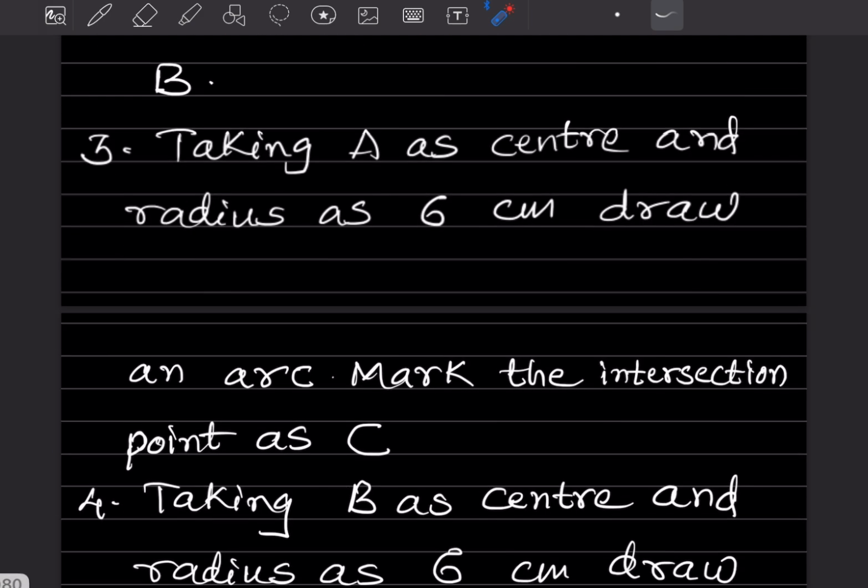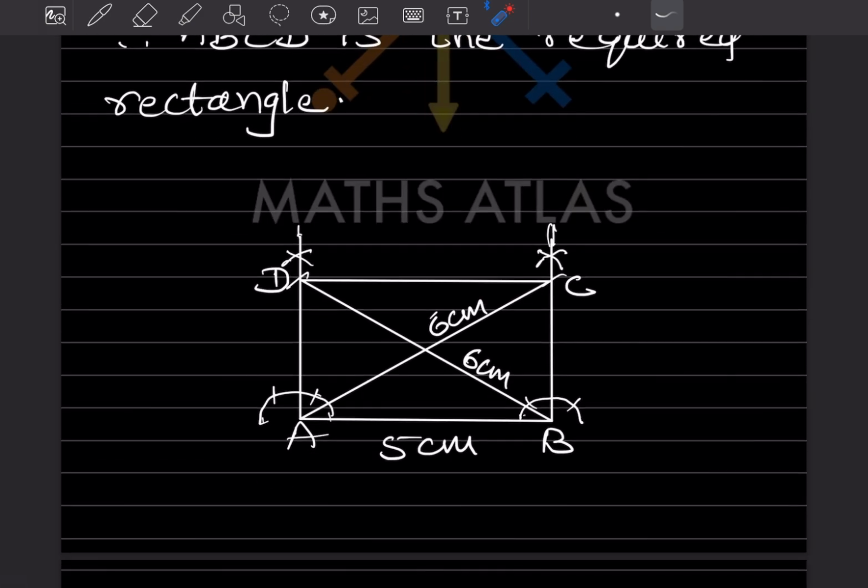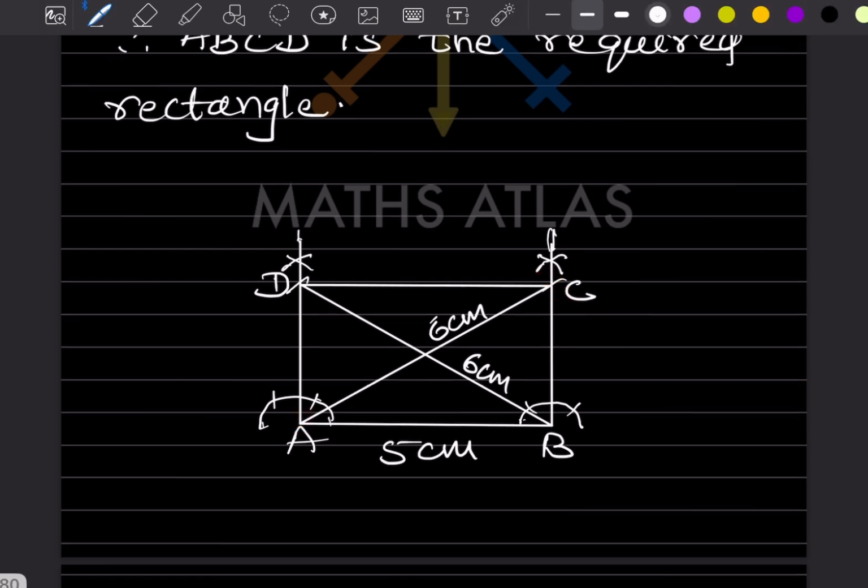Because it's a rectangle, you can name it anything. We may name it as A, B, so C will be here and D. So this is a diagonal. AC is 6 centimeter, means from here with the help of the compass, you will take 6 centimeter, keeping it over here. You are going to cut this one over here, taking 6 centimeter. Same thing you will take from here and cut it over here, taking 6 centimeter.